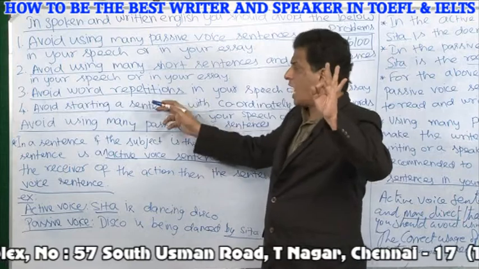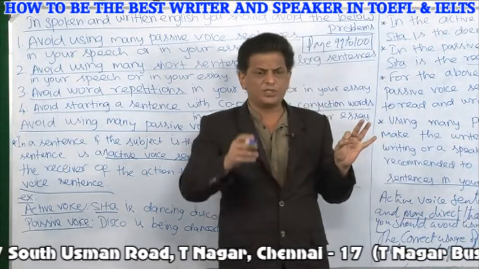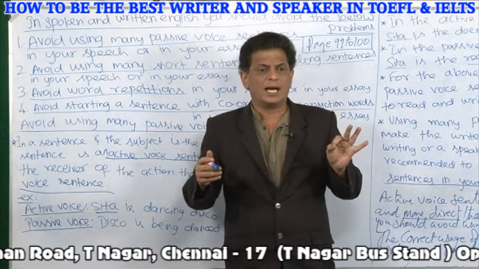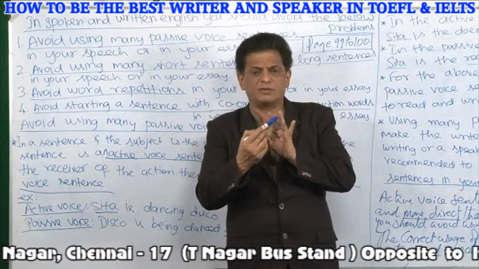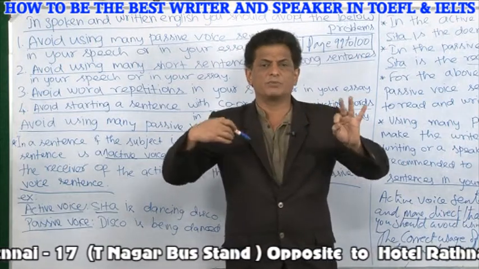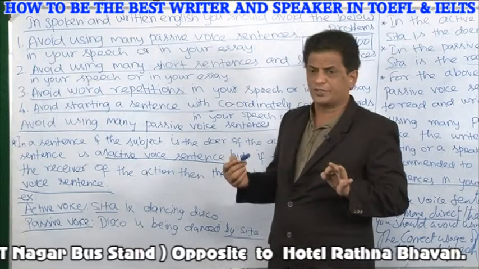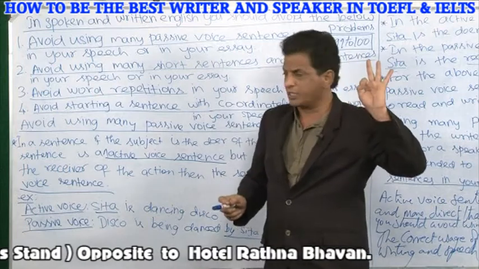Number 3, avoid word repetition. Suppose you want to say something, for example, happiness. Don't often say the word happiness. Instead of happiness, you can say blissful, or excited. So, you can use different varieties of words rather than using a single word. So, avoid word repetition. This is the number 3.